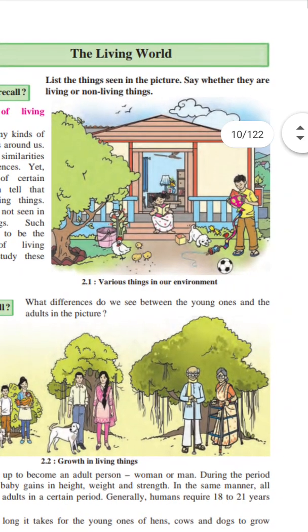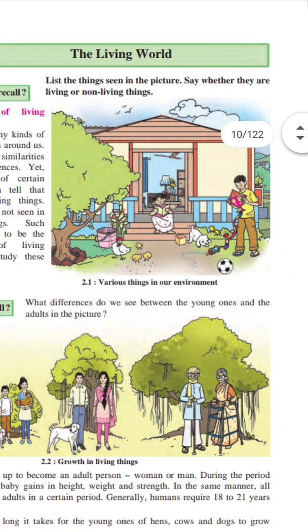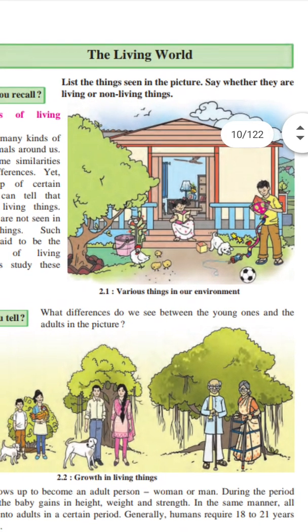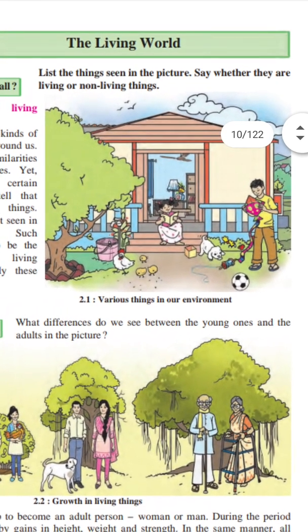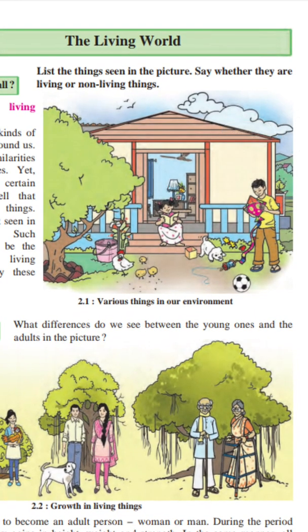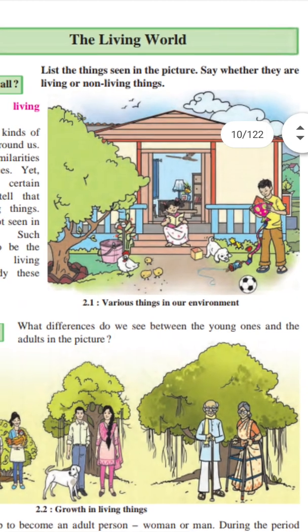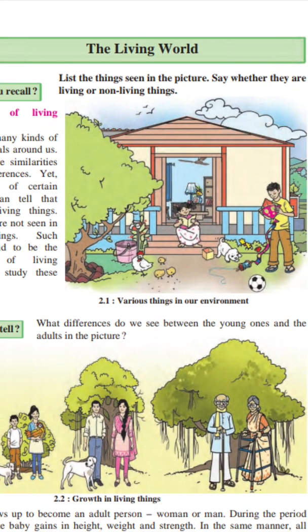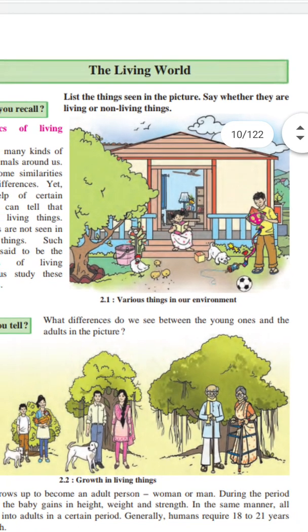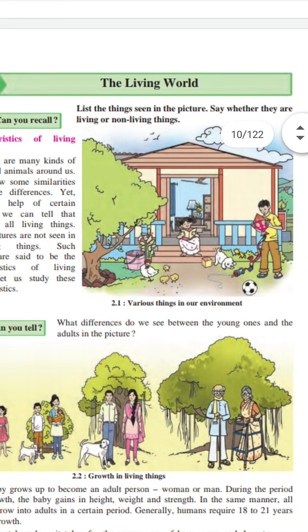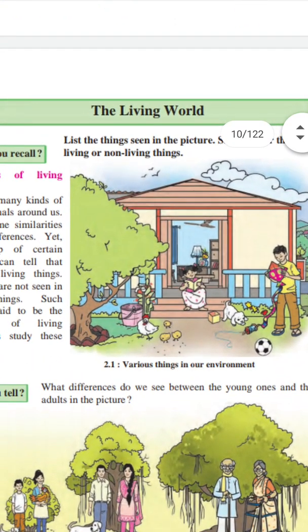See, there is one girl, one boy, one hen and chickens, and one puppy, and these are all living things. Okay, because they grow as well as they move from one place to another. These are the characteristics of living things.